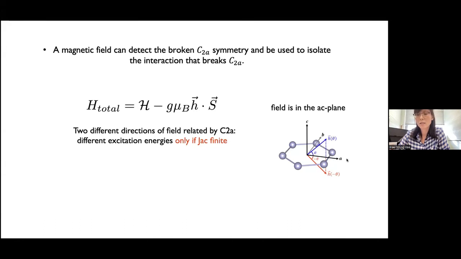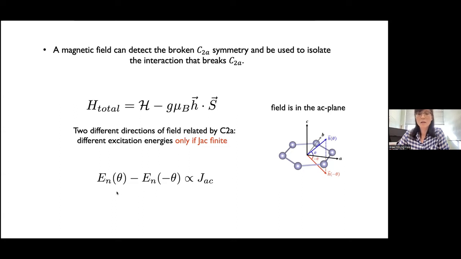These two are related by C2A, rotating around the A-axis by pi. I'll go from one to the other. So there are two different directional fields, and then I'm looking at the spin excitations. And if I have J_AC being 0, because of my symmetry, all of this Hamiltonian is going to be invariant under the rotation around the C2A.